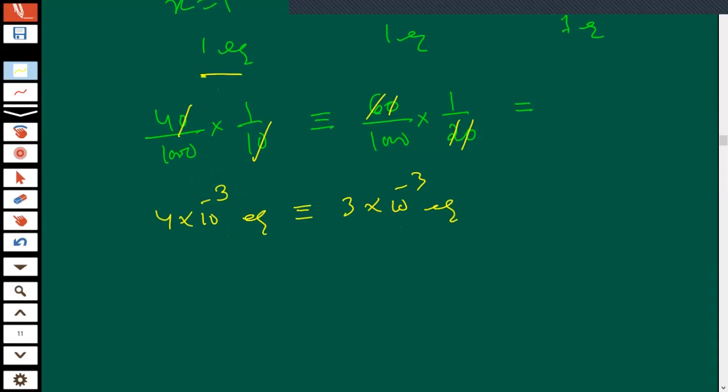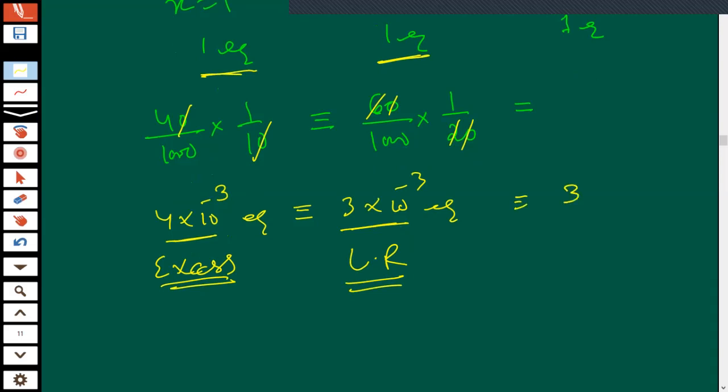Now, 1 equivalent requires 1 equivalent, so 3 equivalents will require 3 equivalents. The extra is the excess reagent, children, and this is the limiting reagent. I taught you limiting reagent. The salt will be formed according to the limiting reagent. 3 into 10 to the power minus 3 equivalents of salt are formed.